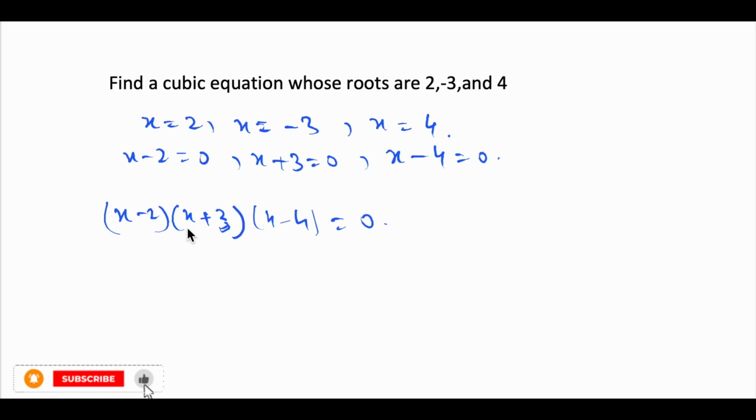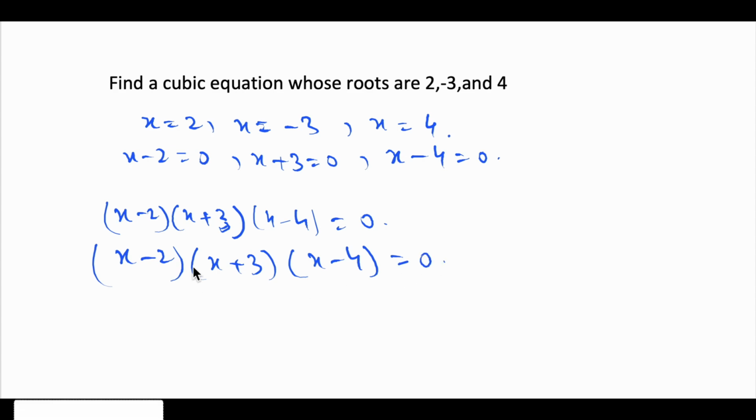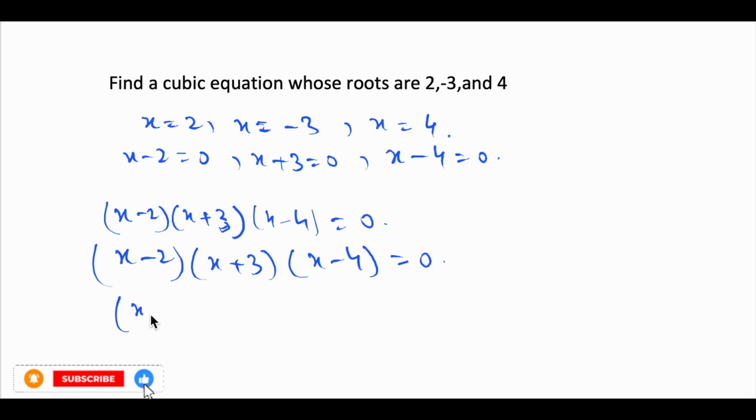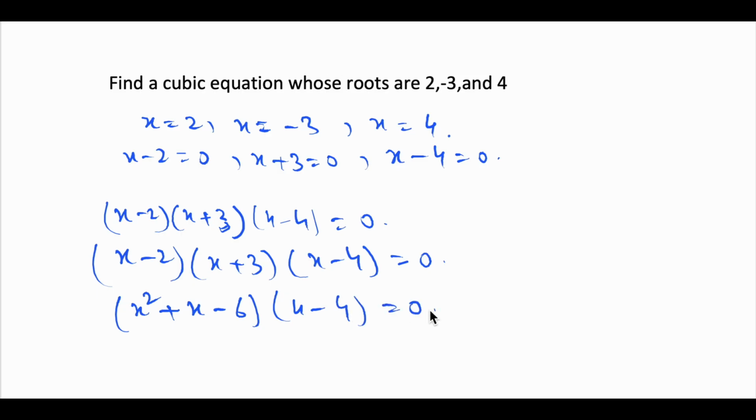This is x minus 2. I am again writing x minus 2, x plus 3 and x minus 4 is equal to 0. I can multiply first these two together, x minus 2, x plus 3. If you multiply, this is x square plus x minus 6. And this x minus 4 is equal to 0.